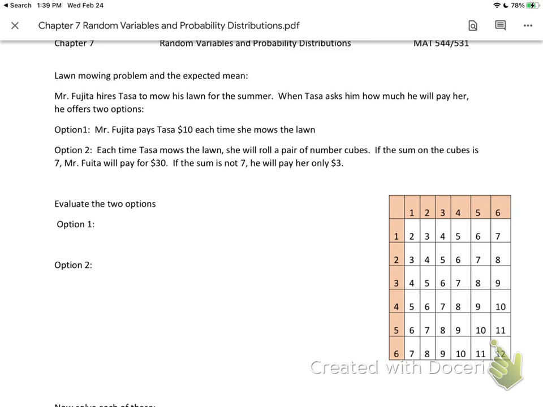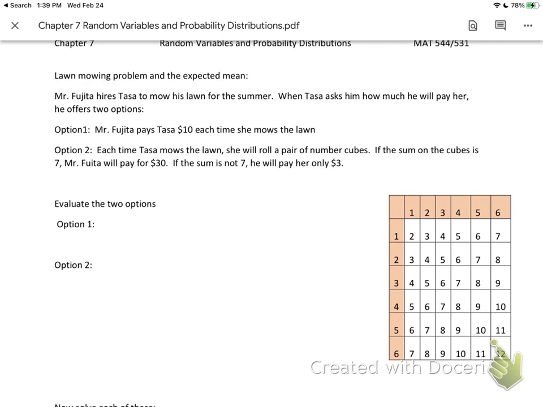Now they go through a whole other problem set, which is really well done, I think. So the textbook is a good thing to read over again. These notes are good as well. You may need to do both of those things to get a full handle on this. It says, Mr. Fujita hires Tassa to mow his lawn for the summer. When Tassa asks how much he will pay her, he offers 2 options. Option 1, Mr. Fujita pays Tassa $10 each time she mows the lawn.